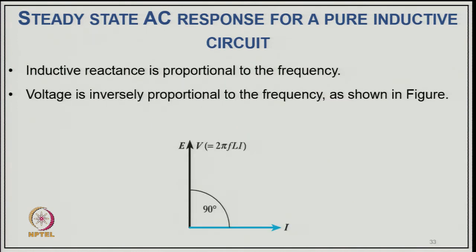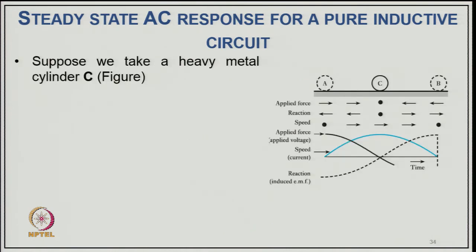So, the inductive reactance is proportional to the frequency and the current is inversely proportional to the frequency, as shown typically in the figure. Here you can say the current is the reference phase and the voltage is in quadrature to that, that is V equals 2 pi f L into I.